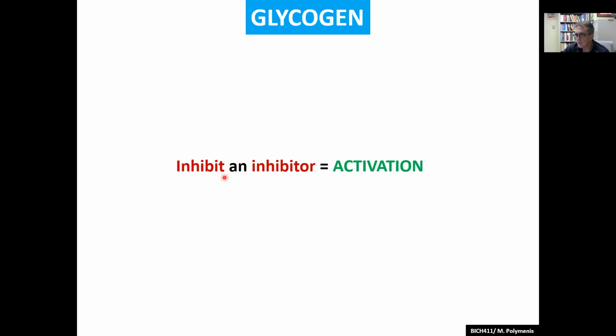First, you need to remember that one way you can get activation is if you have a double negative, kind of like a double negative in a sentence. It gives you an affirmative. So this mode of removing an inhibitor is very common in biochemical control systems. So keep that in mind. I'll try to keep the color coding the same. So every time you see red, that means inhibition. Every time you see green, that means activation.